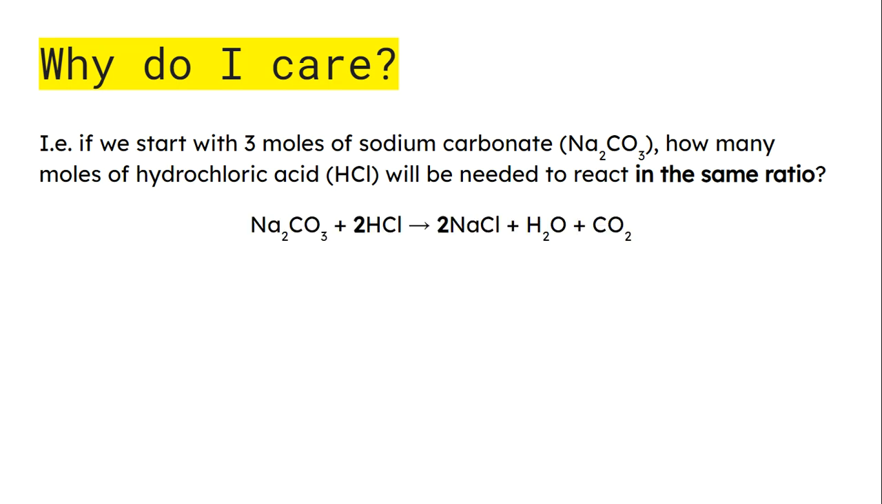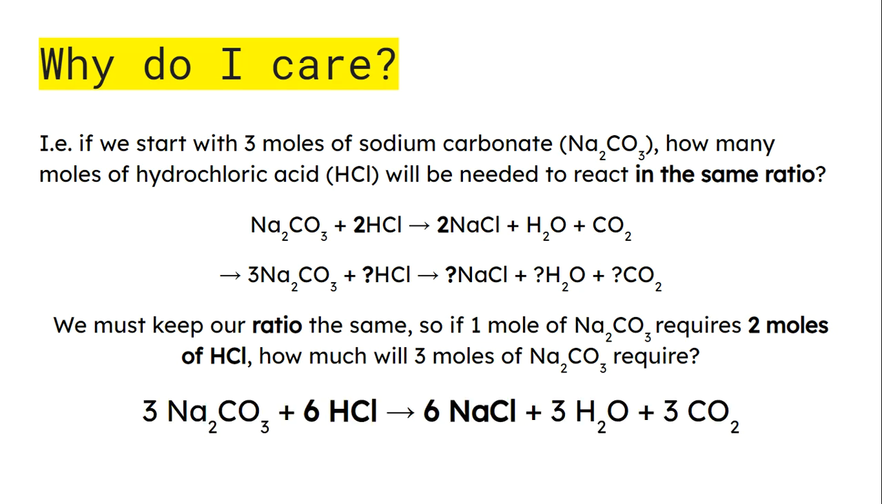So we should have, because 1 mole requires 2 moles of hydrochloric acid, 3 moles of sodium carbonate will need twice as much, so 6 moles of hydrochloric acid. So the ratio remains the same, 1 mole to 2 moles, 3 moles to 6 moles. We need twice as much hydrochloric acid to react with our sodium carbonate. And the rest of the ratio also updates, so if I have this much sodium carbonate, I will make, again, 3 times as much of everything else.